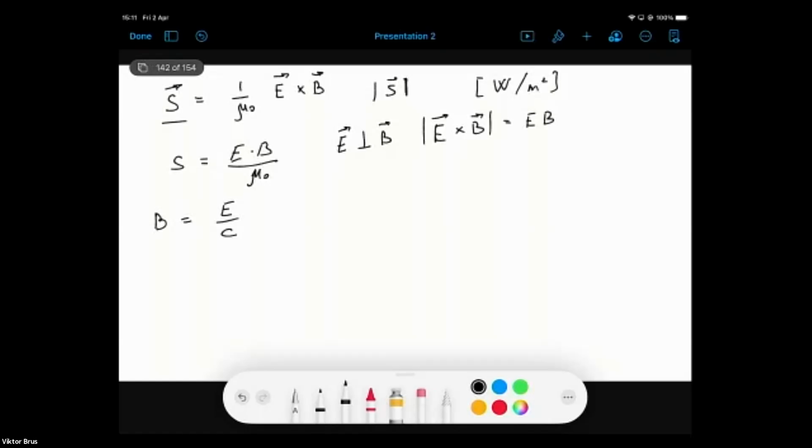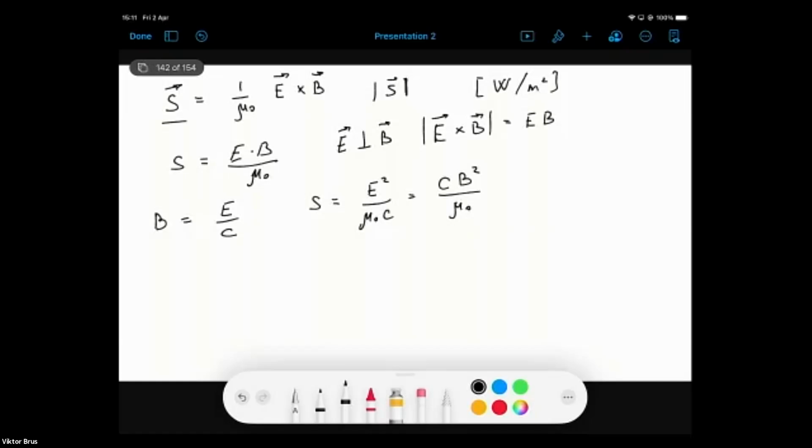So taking into account this relationship, we can write that this pointing vector is equal to E squared divided by mu naught times C, or it is equal to C times B squared divided by mu naught. So this equation applies to any instant of time and represents the instantaneous rate at which energy is passing through the unit area perpendicular to the direction of propagation of the electromagnetic wave.